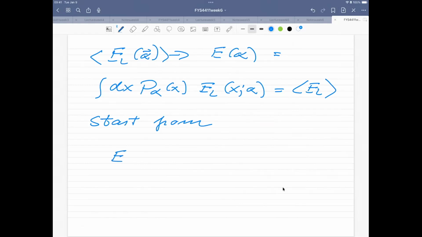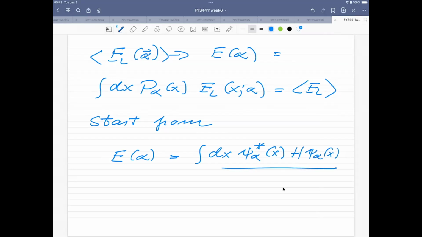So we have E of alpha, this expectation value, which is just now the integral of dx, and then we have psi of alpha, complex conjugate of x, and then we have H multiplied with psi of alpha of x, and divided by the norm here. So what we could do now is that we could assume that the alphas are real. There is no complication, but the complex case is similar. You just need to take into account the conjugation.